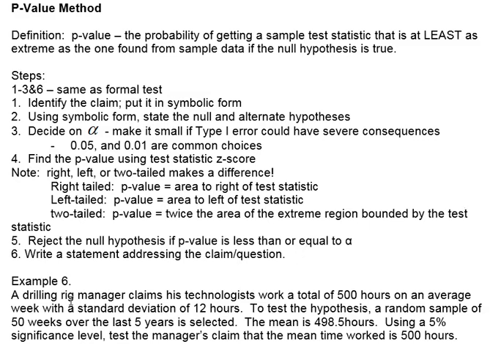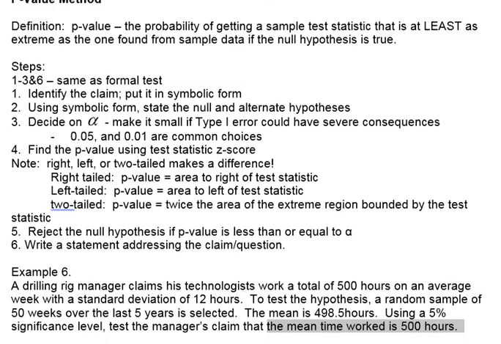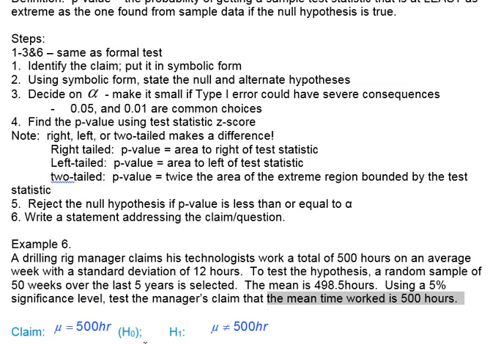First of all, we read our question and we identify the claim, and we see that we're testing that the mean time worked is 500 hours. So that claim is going to be equals, and so we have the null hypothesis. Our alternate, opposite to equals, is does not equal. So when we have equals and does not equal, we get our two-tailed test.